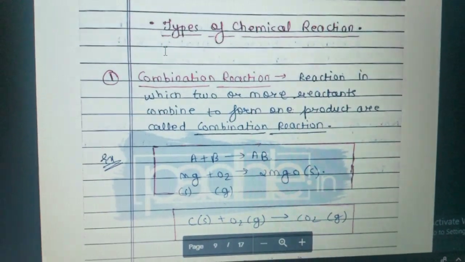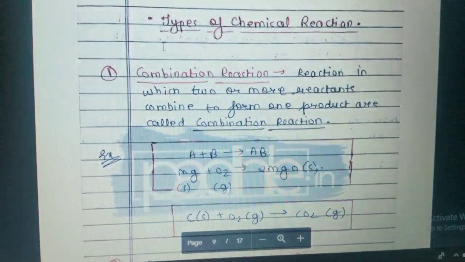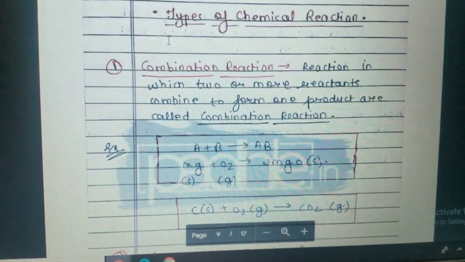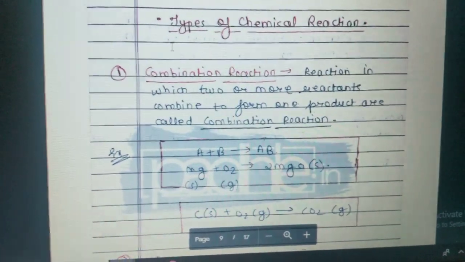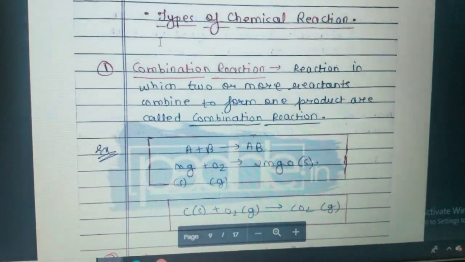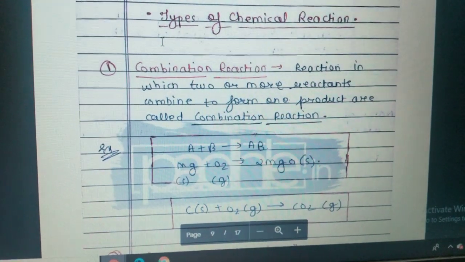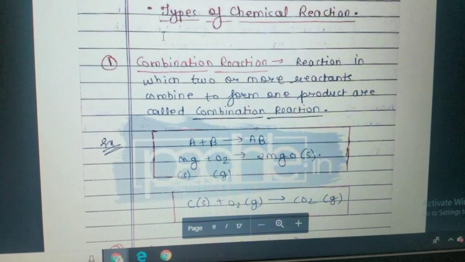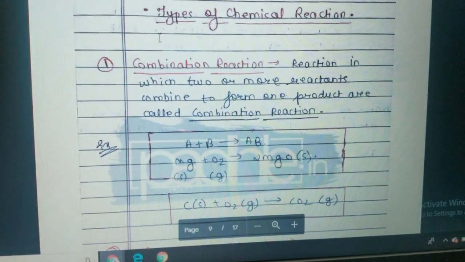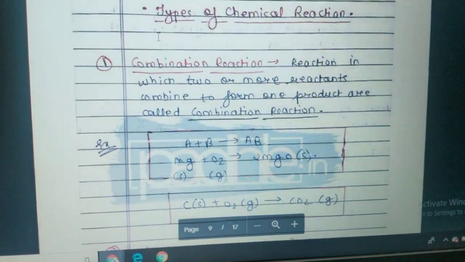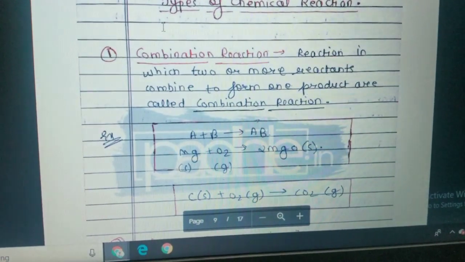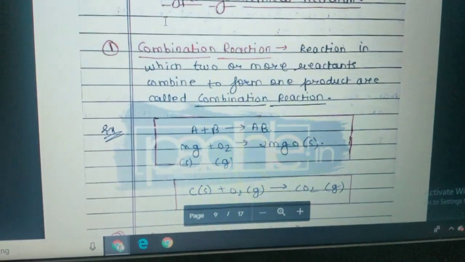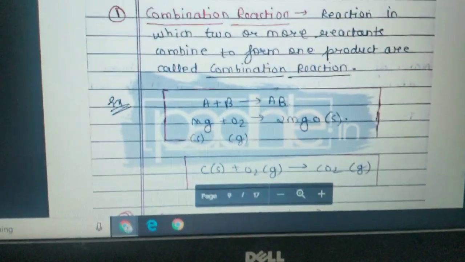First is combination reaction. Reactions in which two or more reactants combine to form one product are called combination reactions. For example, A plus B gives us AB. Magnesium plus O2 gives us 2MgO, which is in solid form. So here magnesium is in a solid form and oxygen is in the gaseous form.